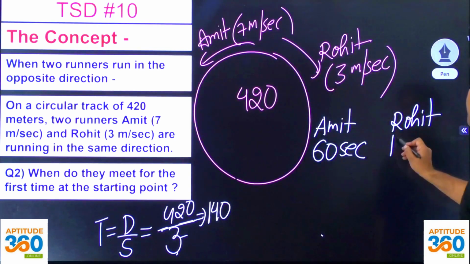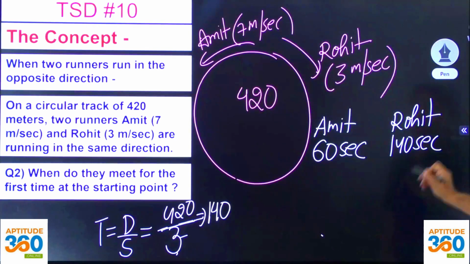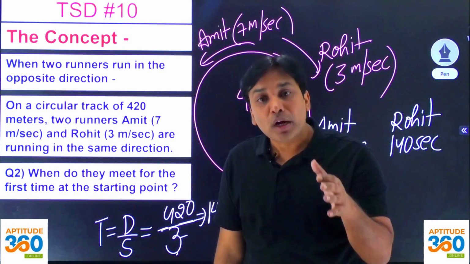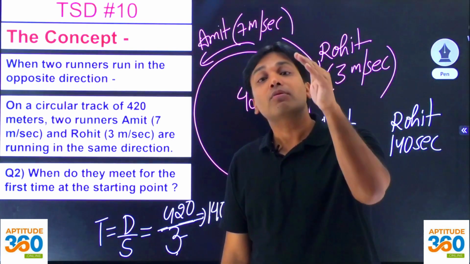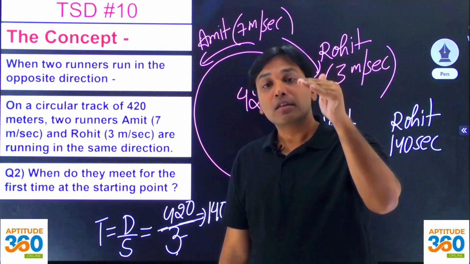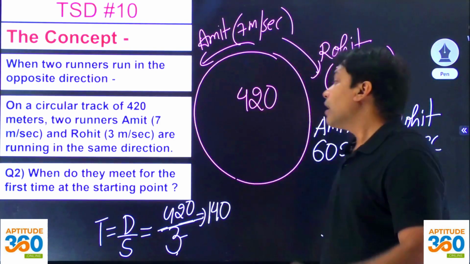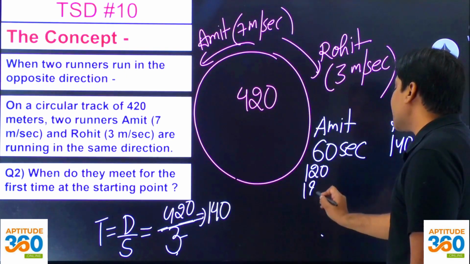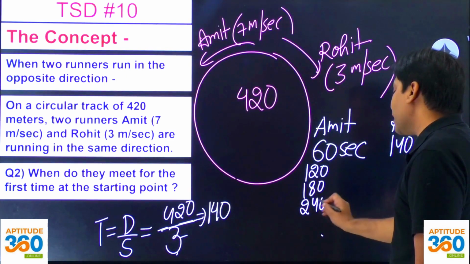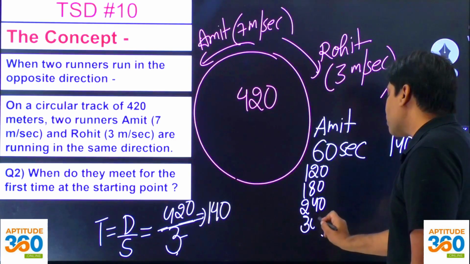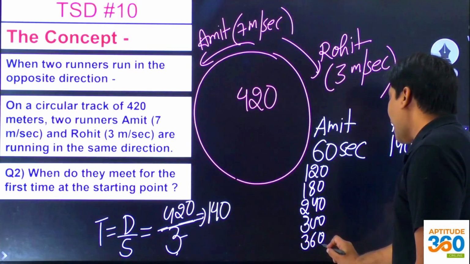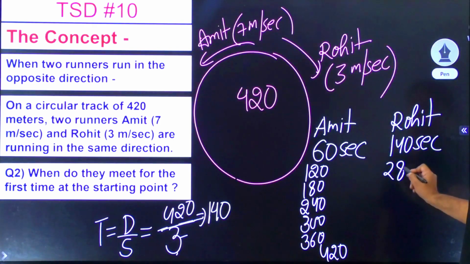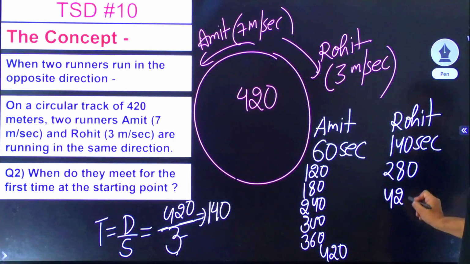Do you understand this? So Amit and Rohit are going to be taking 60 seconds and 140 seconds respectively to reach the starting point individually. अब अमित 60 पे भी जाएगा, फिर 120 पे भी जाएगा, फिर 180 पे भी जाएगा, वही कहानी जो हमने अभी करी थी. So 300 and then 360 and then 420, whereas Rohit is going to be 140 and then 280 and then 420 seconds.